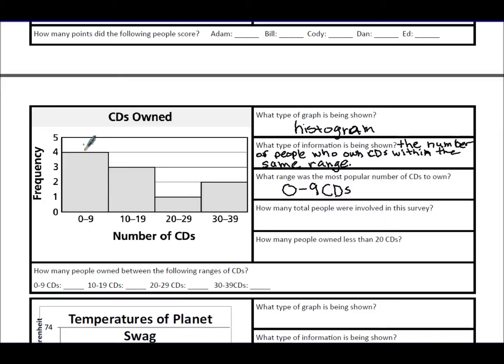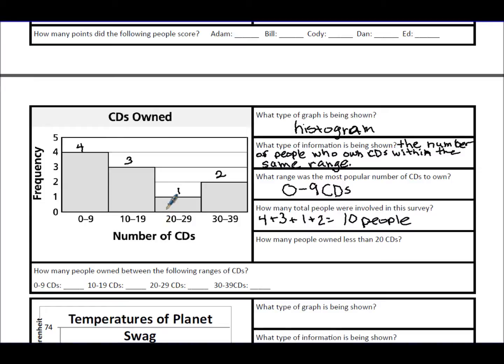This next one's asking how many total people were involved in this survey. So you see that 4 people own 0 to 9, 3 people own 10 to 19 CDs, 1 person said they owned 20 to 29, and 2 people said that they own 30 to 39 CDs. So 4 plus 3 plus 1 plus 2, and I see there's 10 total people that were involved in this particular survey.